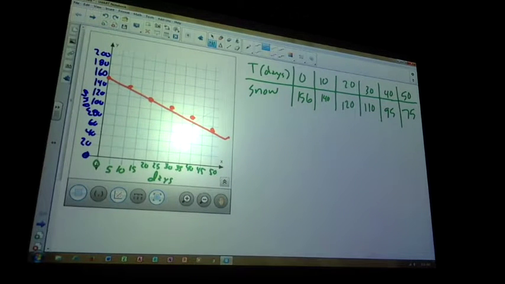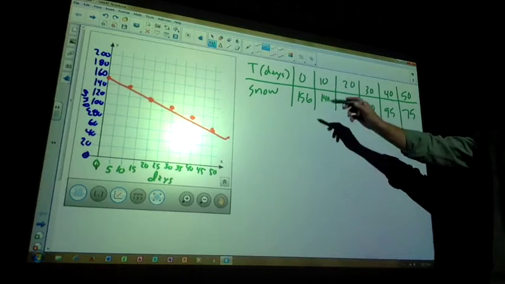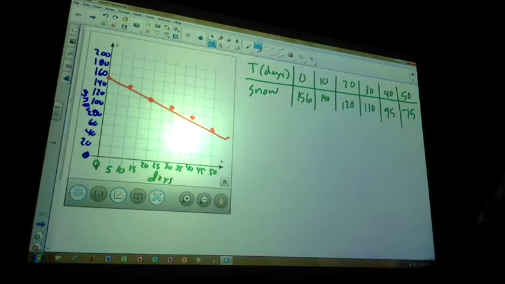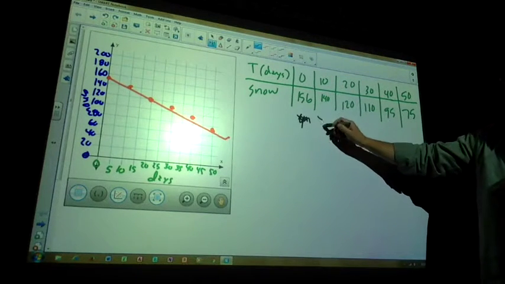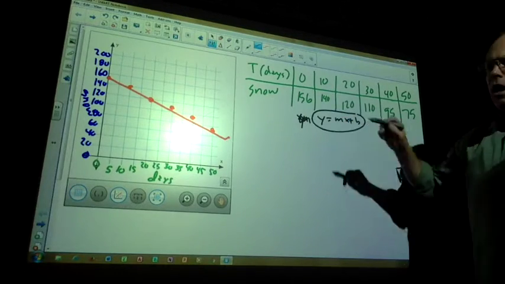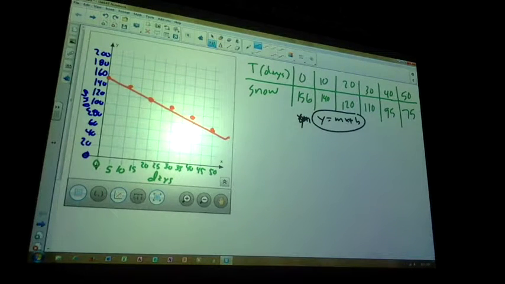Got that? Okay. So we need to start figuring out how we could make a nice linear equation: y equals mx plus b. We want to get to this. Is there information up there that I know that I can use? Yes.